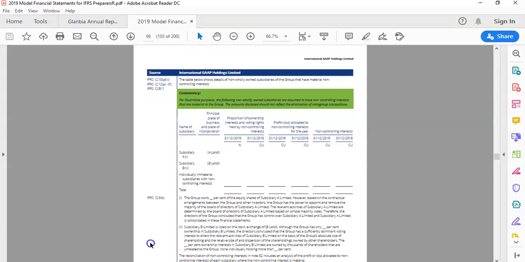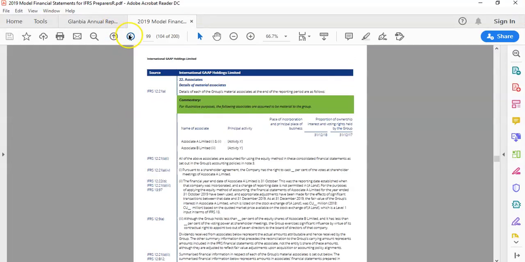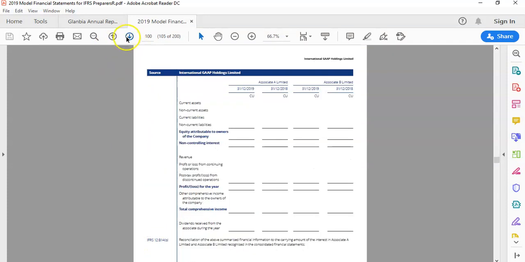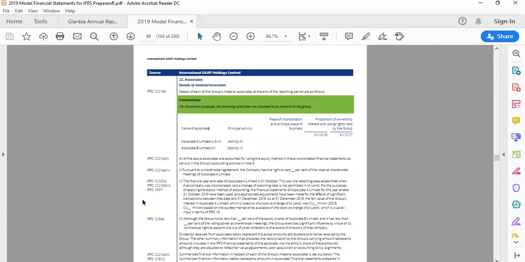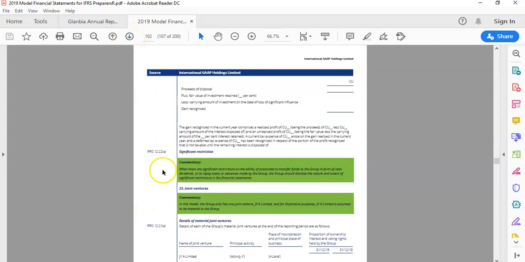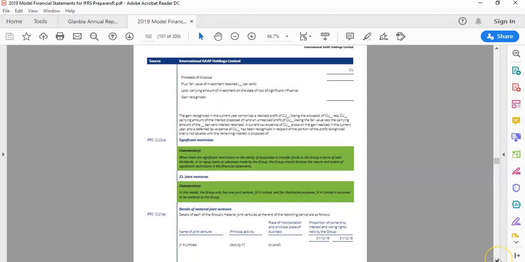So if you go back to the model financial statements, they go to the next note, note 22, there's your associates, but it's all under IFRS 12 again. Note 23 is joint ventures. So we go down here. See there, again, it's covered in IFRS 12.